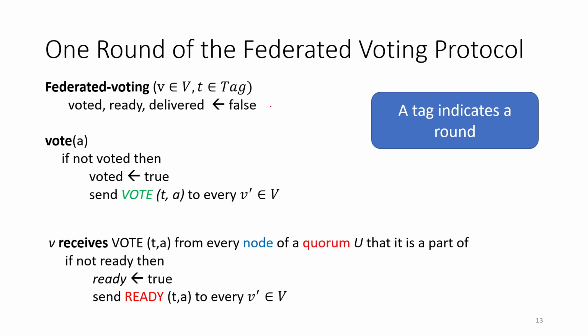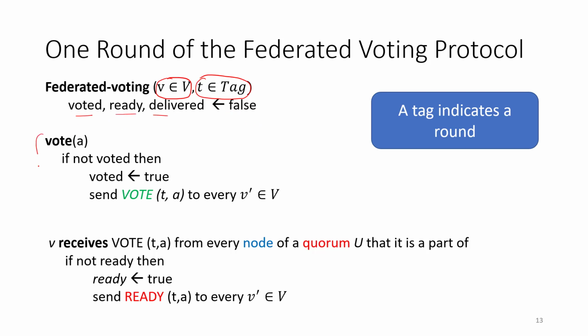So what we do is that we do a federated voting on the set of all vertices, and a tag essentially indicates a round, because the way that the master protocol works is that we have many rounds of voting. We don't have just one round of voting, but we have many rounds of voting, and the tag indicates the round of voting. Then we have the state variables voted, ready, delivered, which all start with false.